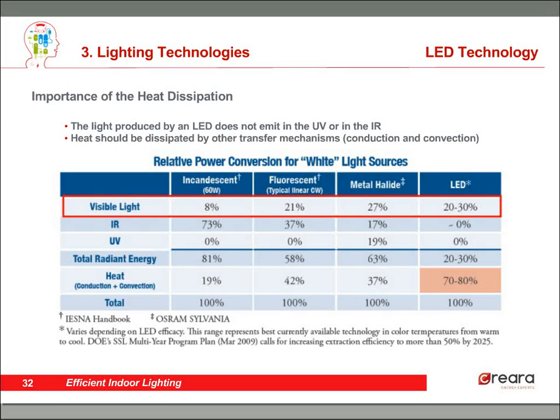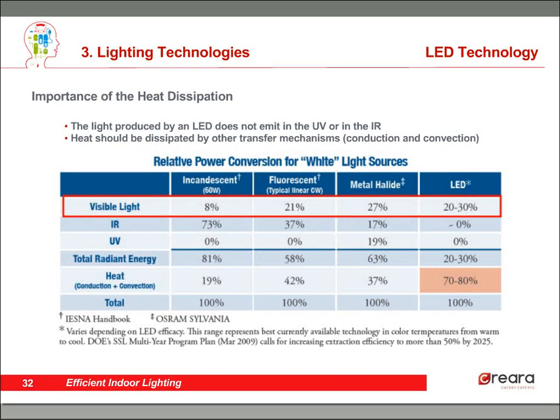Importance of heat dissipation. As we said, in LEDs, the most important thing we have to consider is the heat dissipation. LEDs don't radiate energy, so we have to dissipate the heat in other ways. This table shows the comparison between different technologies. We have incandescent, fluorescent, metal halide, and LEDs. Let's focus on the first row, the visible light. In incandescent, 8% of the energy is visible light. These lamps are not efficient. In LEDs, the visible light is 20 to 30%.